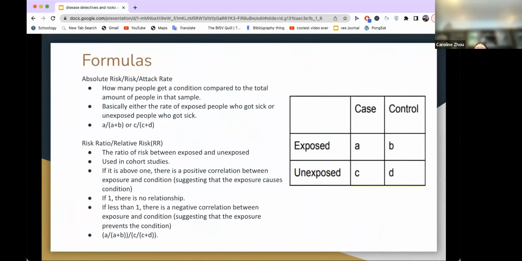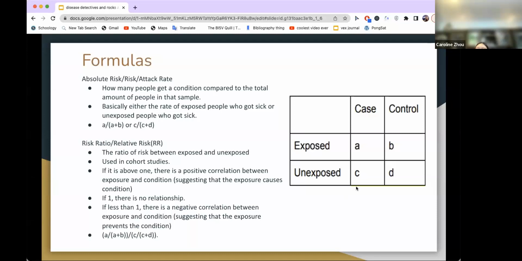Okay, so here are some formulas. First I'll explain the chart on the right. It's a chart of exposed and unexposed people. So you have exposed, which is people that were exposed to the disease, and unexposed, which is people that weren't. Case is the people who actually developed the disease, and control is people who did not. So this is sort of like a case control study.